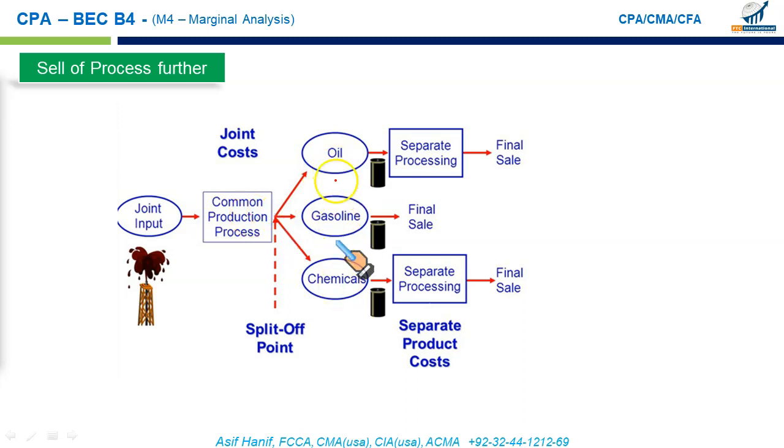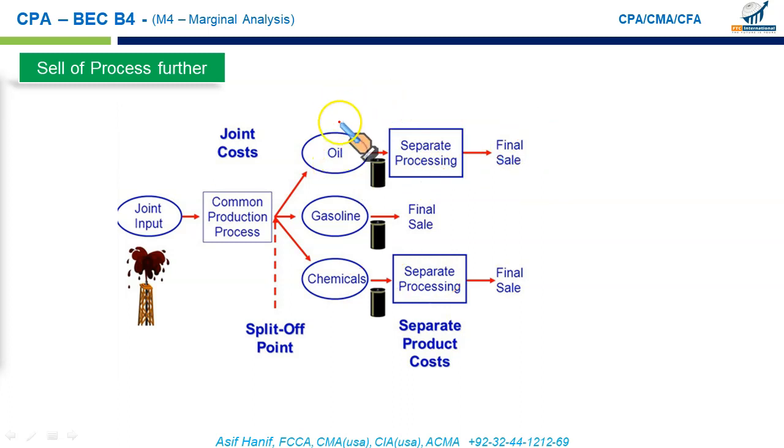Once oil, gasoline, and chemicals are separated, further cost incurred to refine oil or to refine gasoline or chemicals, these costs separately incurred on oil and chemicals are called the separable cost, or sometimes called the separate processing cost or the further processing cost. Now the question is, should we sell the oil at this point? This is called sell as is, or should we process it further and sell it after further processing? So now we have to make a decision: should we sell as is or should we process it further? How do we decide?